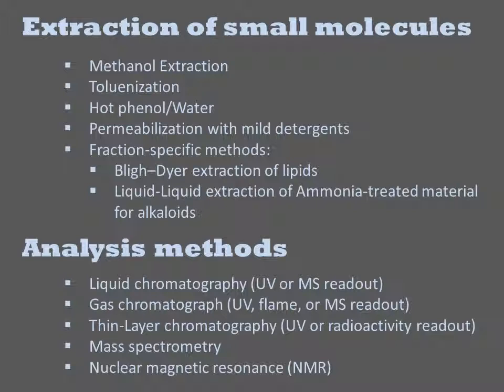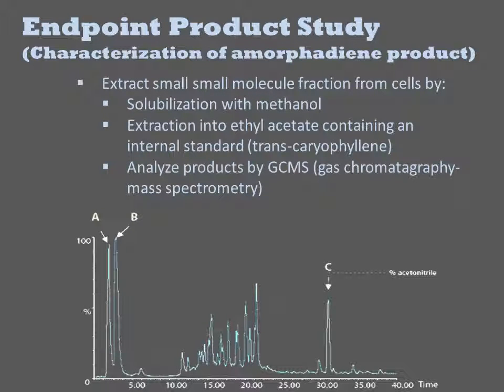In addition to chromatographic methods, some product studies will require closer inspection of the molecule structure. For this, the various NMR techniques can precisely identify the structure of a purified molecule. In the amorphadiene example, the extraction method chosen involves solubilization with methanol, followed by extraction in ethyl acetate doped with an internal standard, in this case trans-caryophyllene. The internal standard is used to calibrate the concentration of the chemical in the sample. If you know the molar concentration of the standard, you can relate the intensity of the peaks to this value and back calculate the concentration of your unknown.